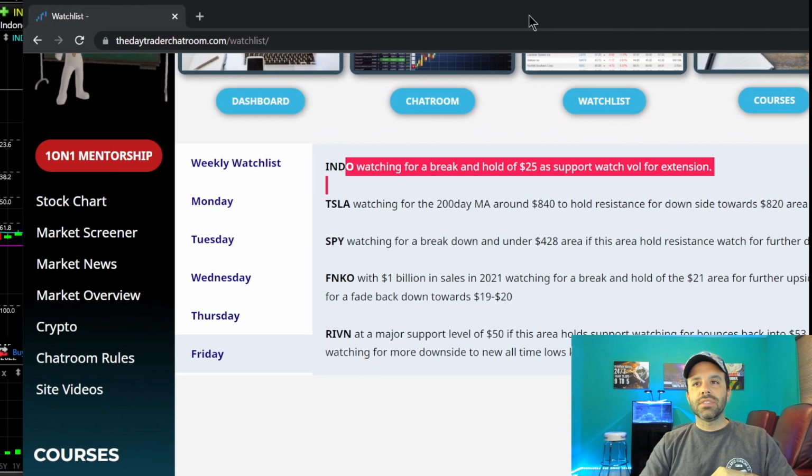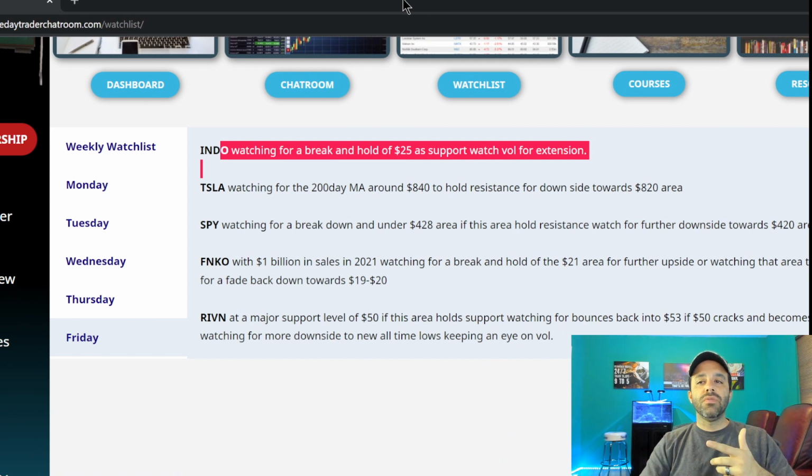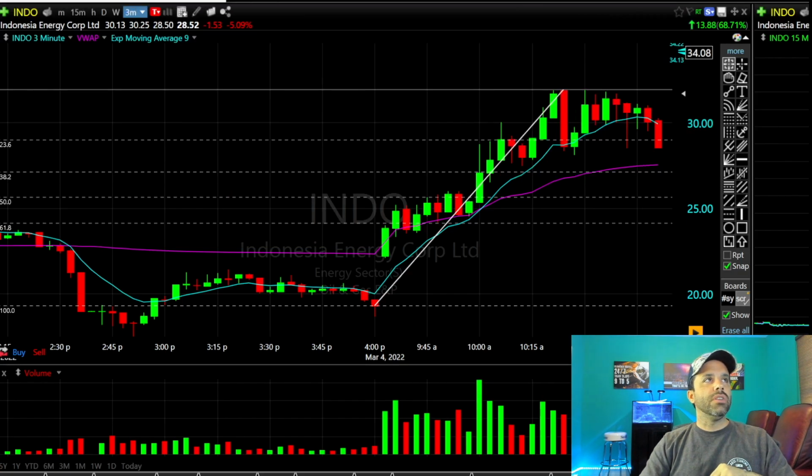Here is the weekly watch list, and you can see INDO: watching for a break and hold of 25 as support, and watch for volume to come in for continuation. Now these were all new all-time highs on INDO.